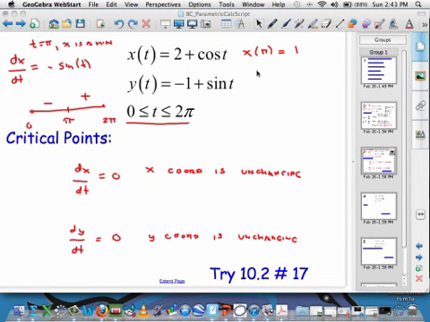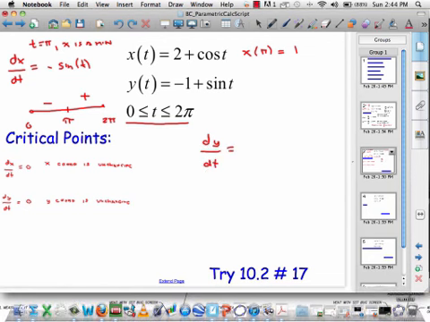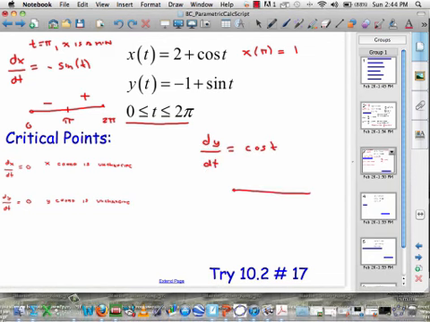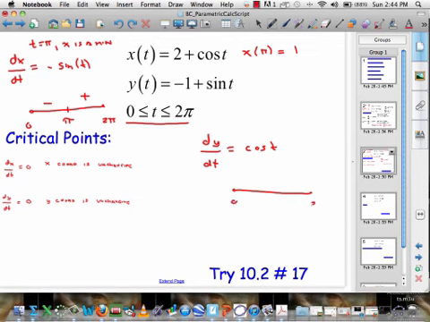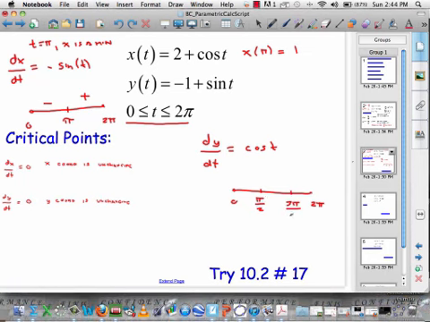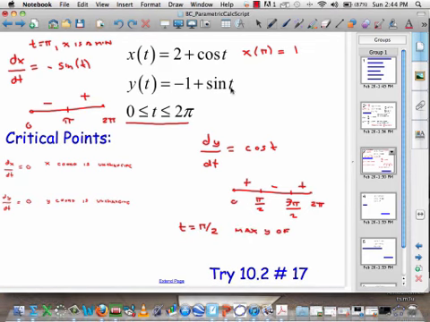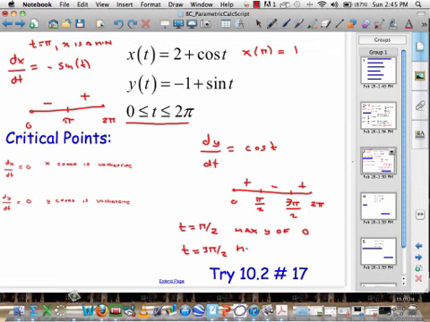Okay, let's take a look at the y derivative and what that will tell us. Once again, it was cosine of t, and if we make a sign chart for dy/dt, cosine is 0 at pi over 2 and 3 pi over 2. And this is just unit circle knowledge right here. Cosine is positive, then it's negative, then it's positive. So when t is pi over 2, I should see a maximum y value, local maximum, and that value would be the sine of pi over 2, which is 1, minus 1, so 0, max y of 0. And when t is 3 pi over 2, I should see a min y of negative 2.